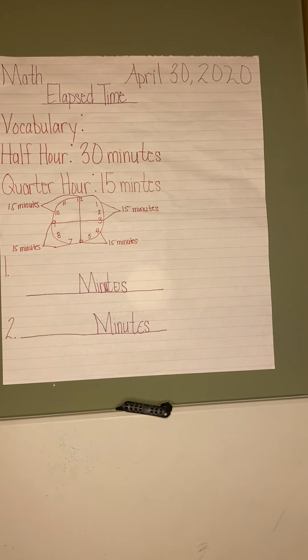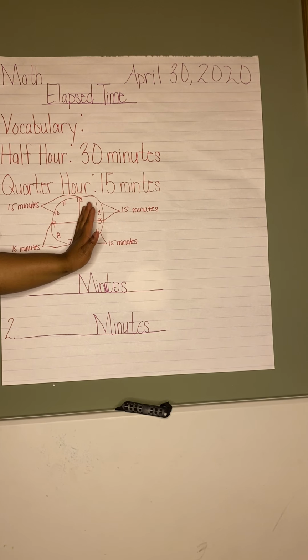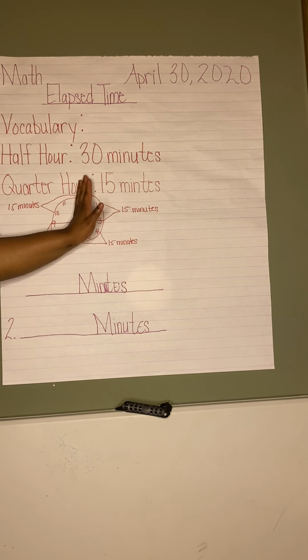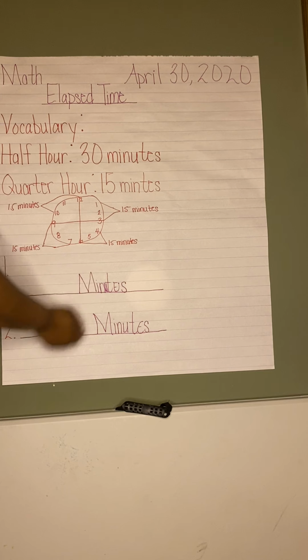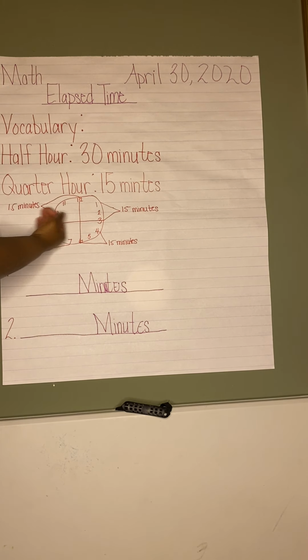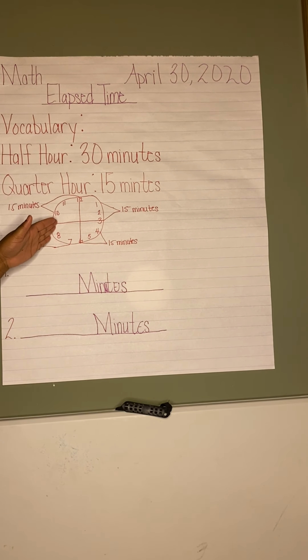It says there are 30 minutes in a half hour. There are 15 minutes in a quarter hour. So I made a little visual for you all. Your half hour would be to divide the clock in half. So when you divide the clock in half, you have the number 1 to the number 6 on this side, and then you have 7 to the number 12 on this half. So on this half, 30 minutes has passed, and then on the other half, another 30 minutes has passed, which equals 1 hour.